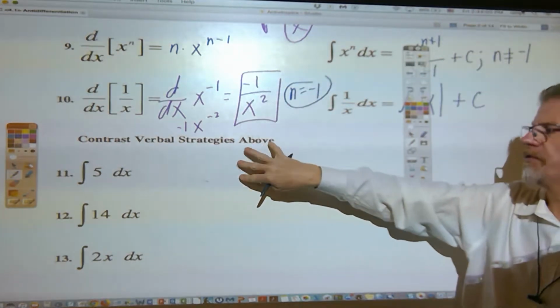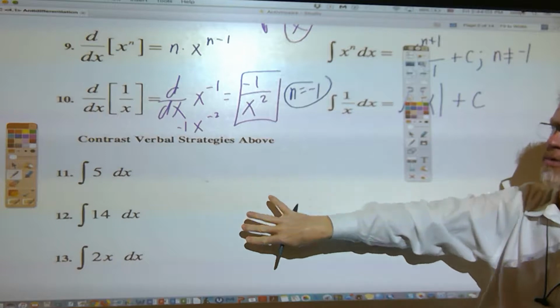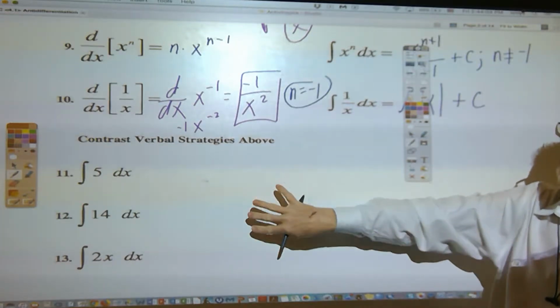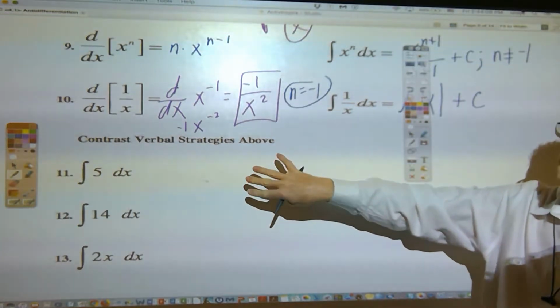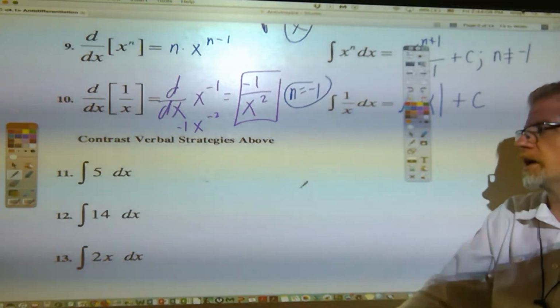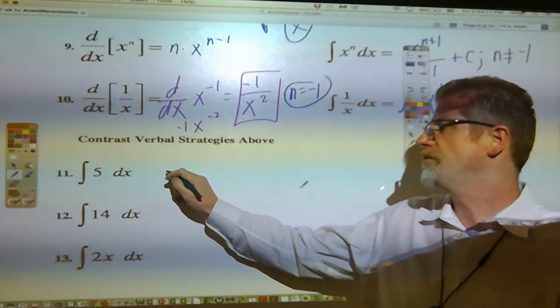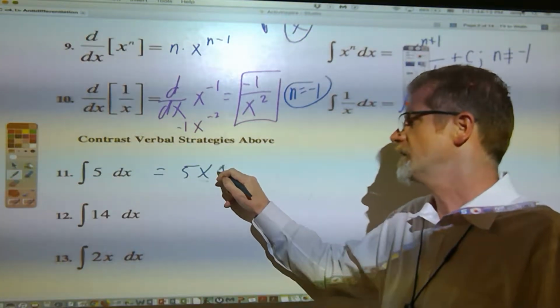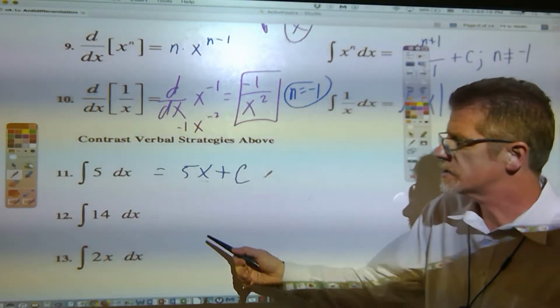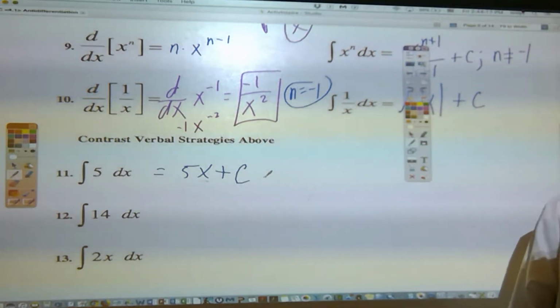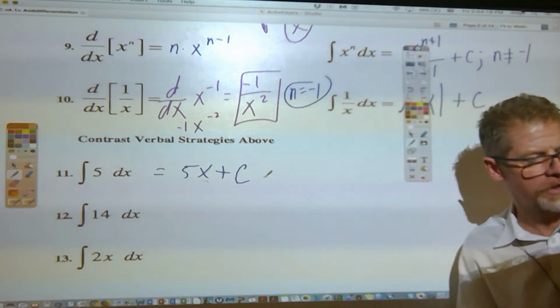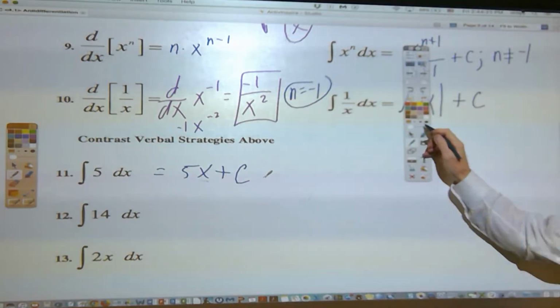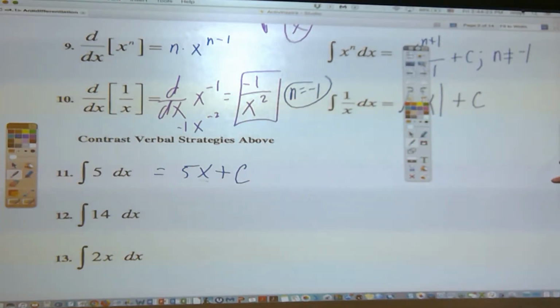Now, these are where you're going to find out that these are really not 20-minute problems. They're not even 20-second problems. They might be like 0.2 of a second problems. I mean, come on, antiderivative of 5 is the family 5x plus c. Try numbers 12 and 13 on your own. Rapid fire problems, they just don't take much time at all.